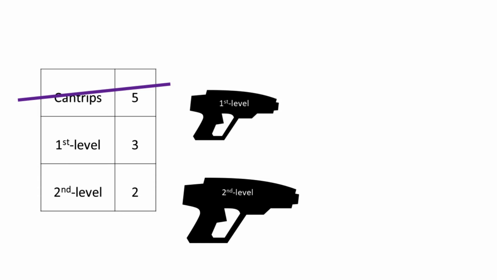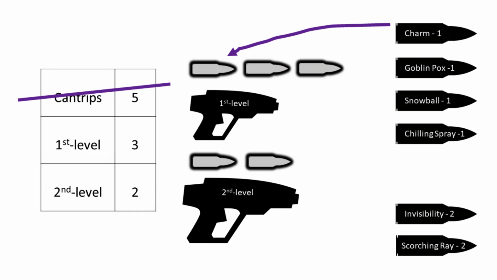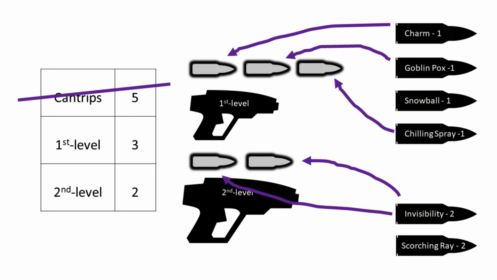You can then look at the pool of bullets you have access to. These are the first level spells, these are the second level spells, and you decide every morning which bullets to put in which slots. For example, you could put Charm, Goblin Pox, and Chilling Spray for your first level spells. Then you can decide your second level spells. You could put Invisibility into one. You can actually use Invisibility twice and put the same spell in 2 different slots.